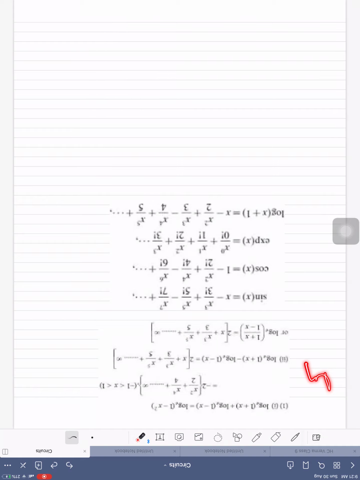I already told you that log a plus log b equal to log ab. From this you can write this series. This is plus, this is minus. Minus means divided by. Again, sin x equal to x minus x cube by 3 factorial plus x power 5 by 5 factorial minus, cos x series, e power x series, exponential series, log of x plus 1 series.